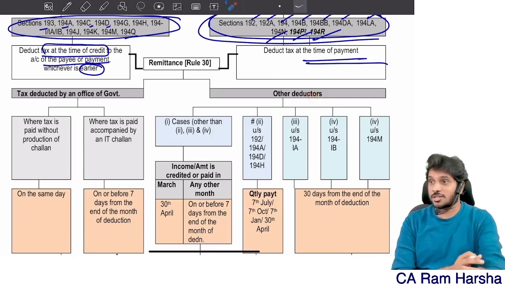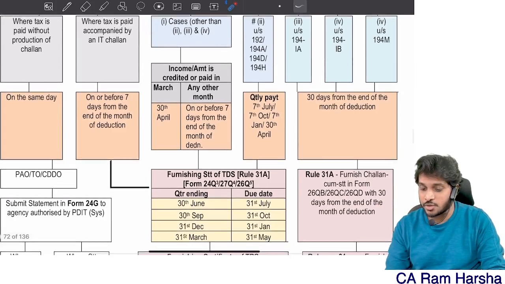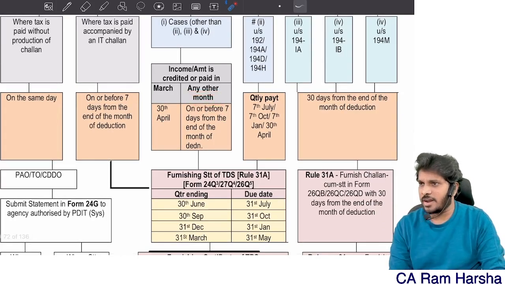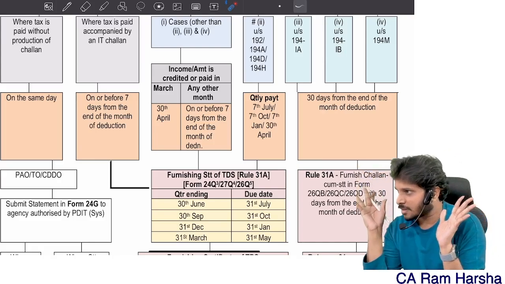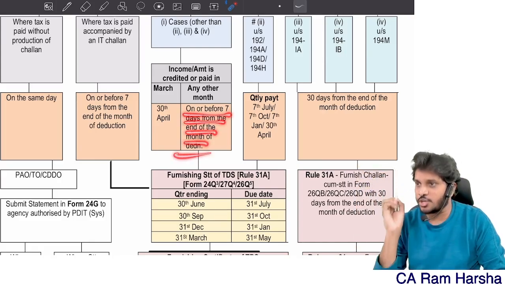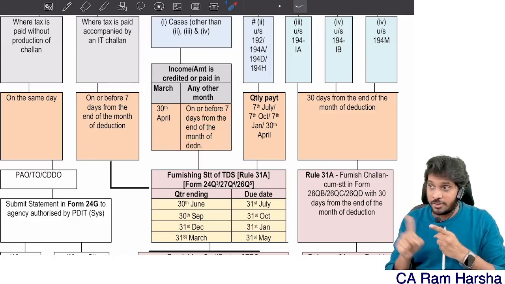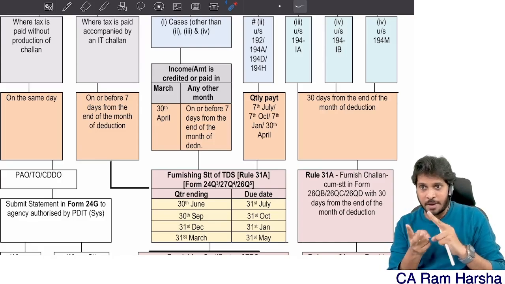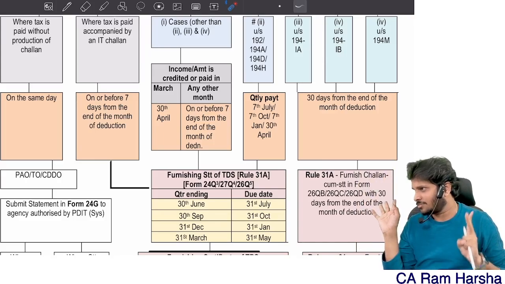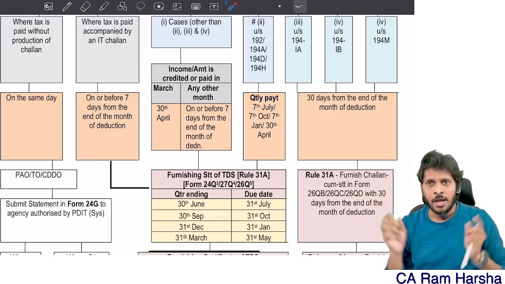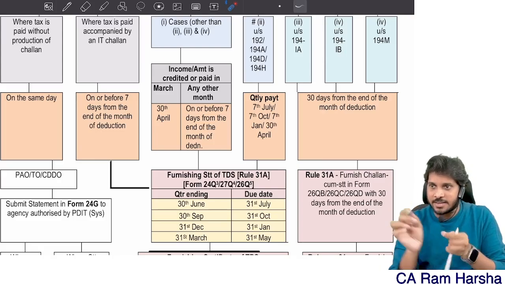But for other deductors, what is the due date? Generally, whenever the deduction is in a particular month, from April to February, 7th of next month is the due date. 7th of next month. By the way, what do you mean by date of deduction? For some sections, date of payment is only the date of deduction. Date of deduction is equal to date of payment. Whereas for some sections, date of deduction is equal to credit date in books of accounts or payment date, whichever is earlier. That is date of deduction.